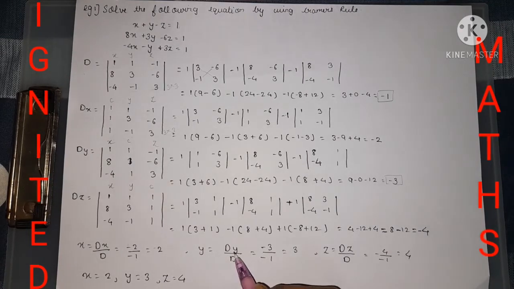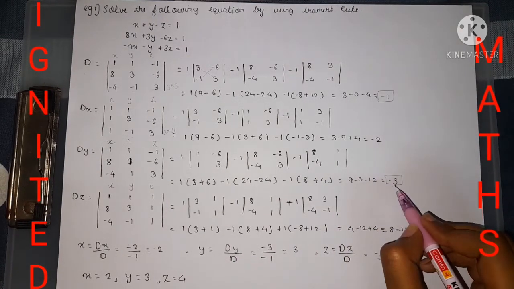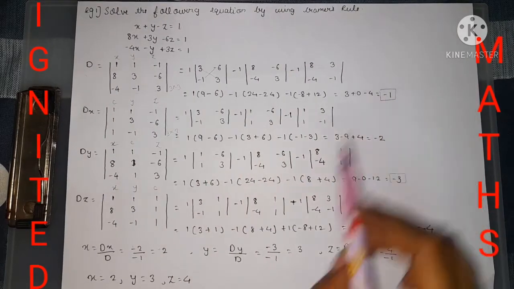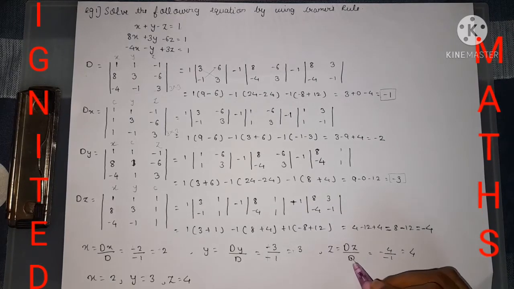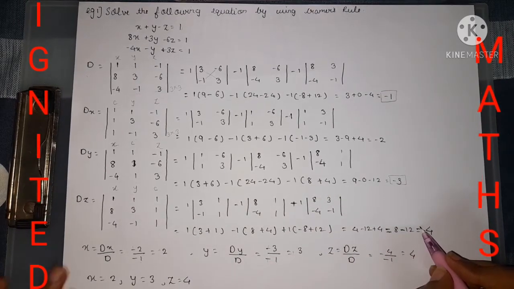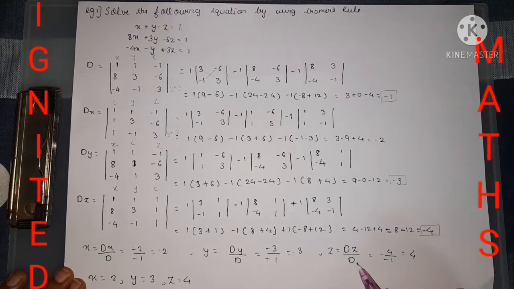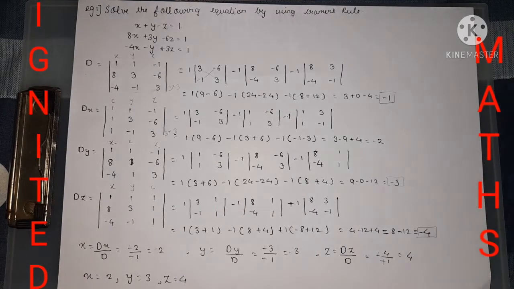Okay, and the y value is dy by d. Dy value will be minus 3, d value will be minus 1, so minus minus cancel, so positive sign. Z is equal to dz upon d. Dz value is minus 4. Okay, so minus 4 divided by d value minus 1, minus minus cancel, and the answer will be plus 4. Now we got the answer of x, y, z by using the Cramer's rule. With the help of the determinant of 3 cross 3, we got the answer of x, y, z. This is the rule to find the solution by Cramer's rule using the determinant.